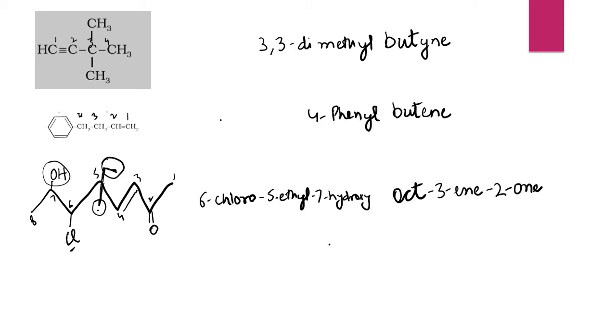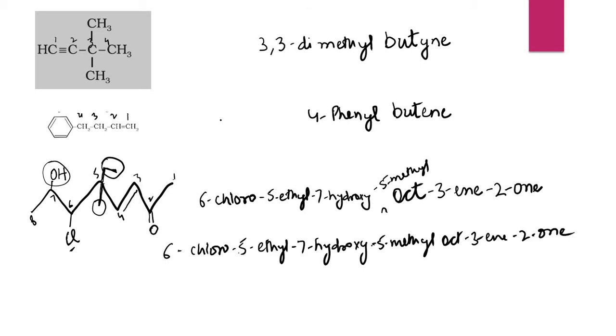And what is left is methyl group. Okay, so space is less. So, I mean, you can just put up and you can write it as 5-methyl. Okay, so it will be 6-chloro-5-ethyl-7-hydroxy-5-methyl-oct-3-en-2-one. Okay, it's always better to write it in a single line. I hope you're getting it.